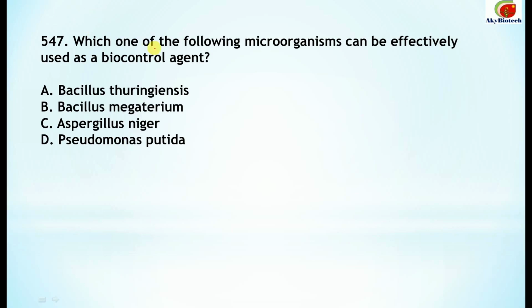Number 547. Which one of the following microorganisms can be effectively used as a biocontrol agent? What can be used as a biocontrol agent? That is Bacillus thuringiensis.